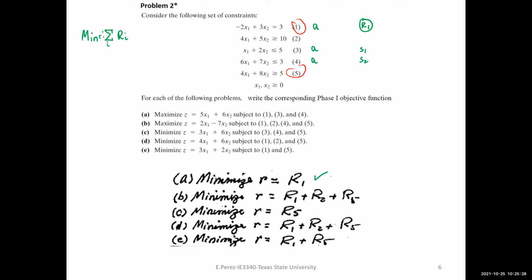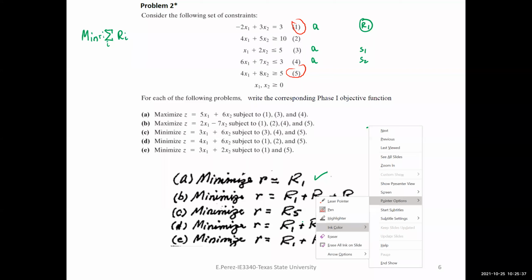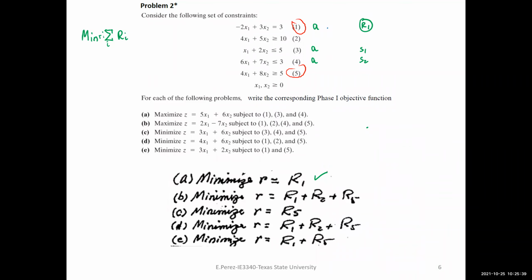Let's look at the second one. So the second problem, I'm going to use a different color. We have 1. So we have for B, we have 1, we have 2. Okay, so 1, 2, 4, and 5.